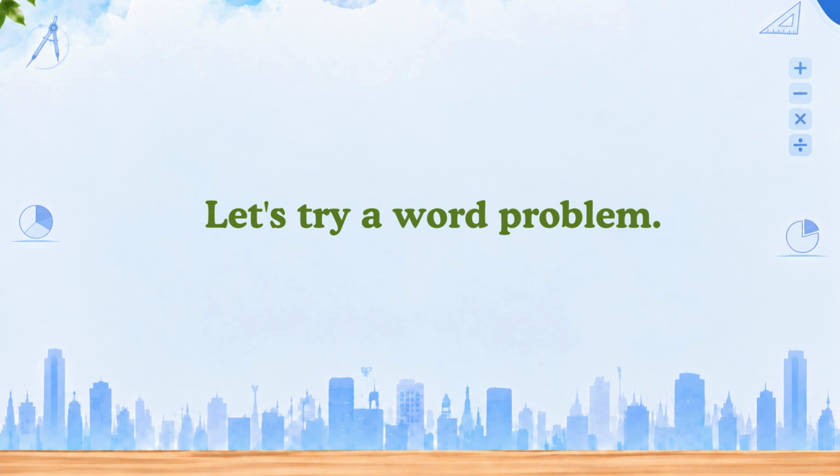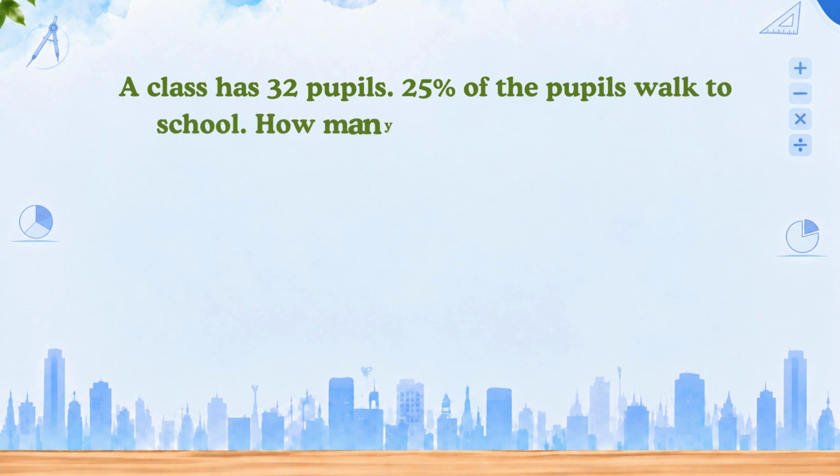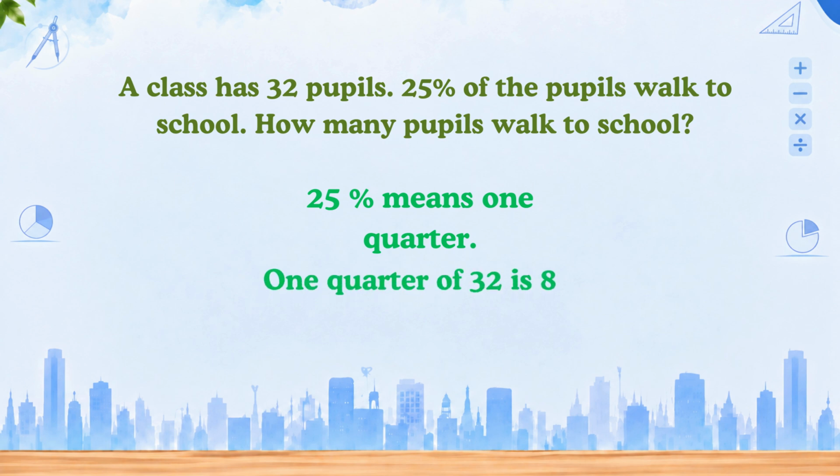Let's try a word problem. A class has 32 pupils. 25% of the pupils walk to school. How many pupils walk to school? Let's pause the video and have a go yourself. So 25% means 1/4. 1/4 of 32 is 8. So 8 pupils walk to school.